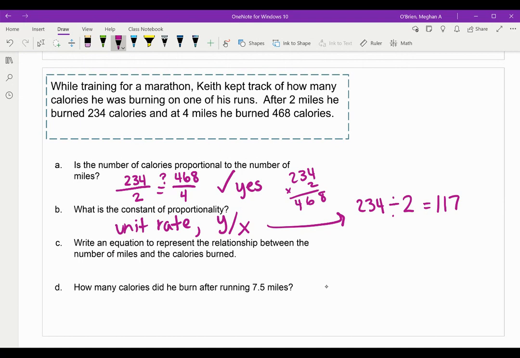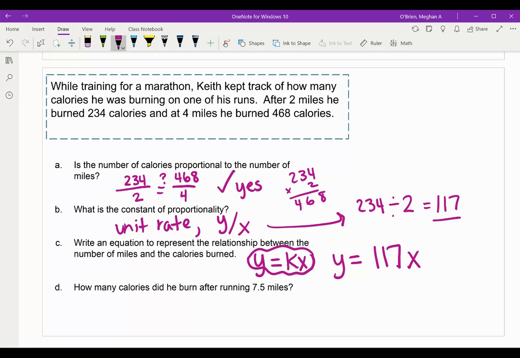Write an equation to represent the relationship between the miles and the calories burned. Again, y equals kx is the form we use. So the equation is y equals, the constant is 117, because I multiply that by however many miles he went to know how many calories he burned.